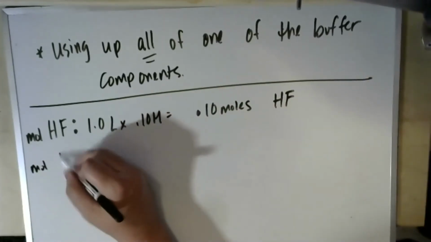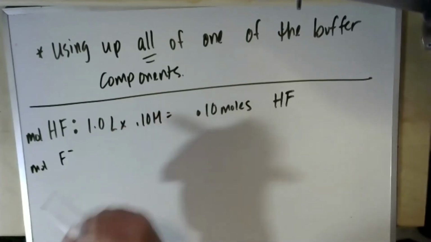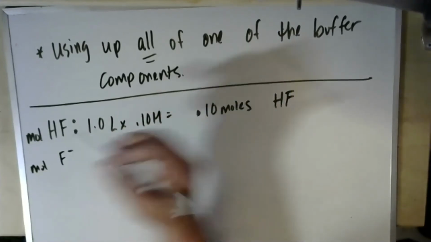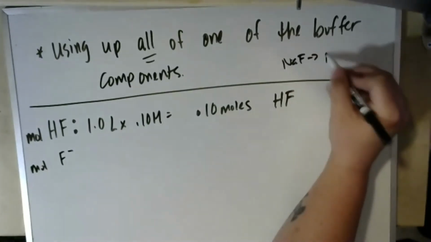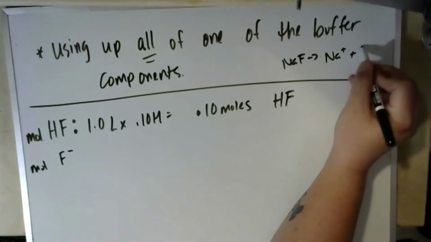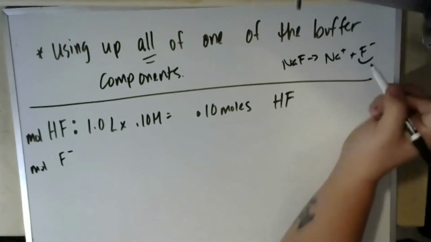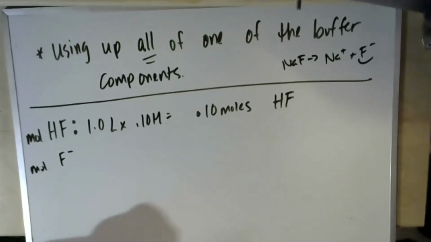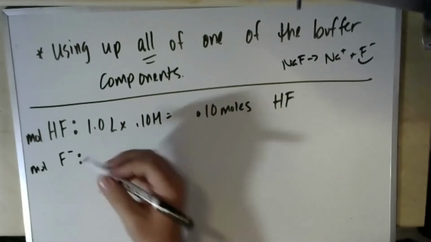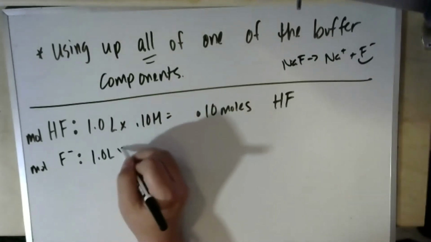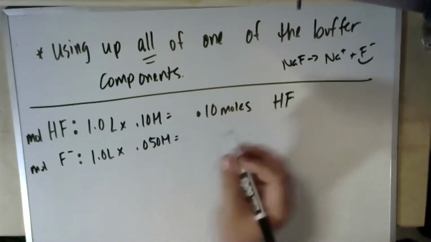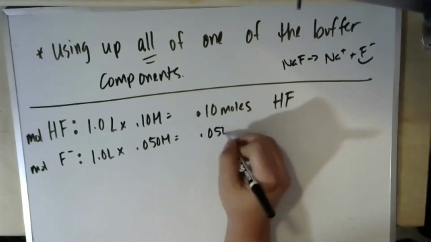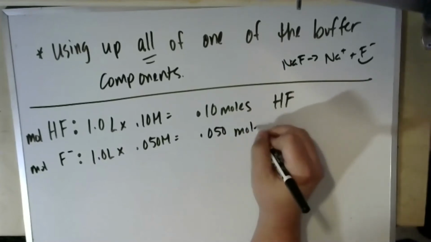And my moles of F minus, which comes from my NaF, right? Because remember, my NaF is going to separate into Na plus, which is neutral, and F minus, and this is the conjugate base of the HF. So I still have 1 liter of solution, and I have 0.050 molar, which means I have 0.050 moles of F minus.